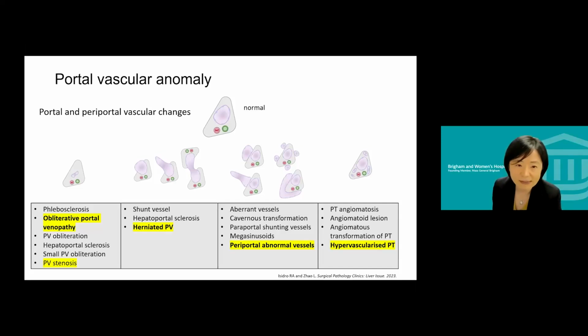And then you may see a dilated portal vein herniate into periportal parenchyma, and the preferred term would be herniated portal vein. And then the third group includes all these abnormal periportal vessels. There you see dilated portal blood channels outside of the portal tract that do not seem to have direct connection with the portal vein. And then lastly, you may see multiple cross sections of portal vein in the same portal tract. This was called angiomatoid lesion previously, but now the preferred term would be hypervascularized portal tract.